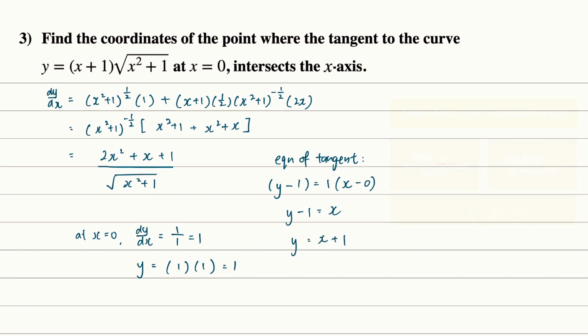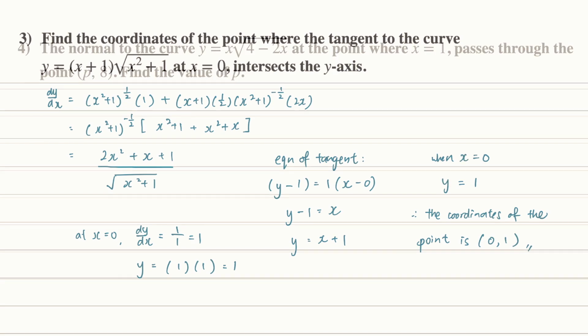Now let's take a look at the question again. It says that this tangent line cuts the x-axis. So let's try to substitute y equals to 0 into this line. The value of x will then be equals to minus 1. Thus, the coordinates of the point where the tangent line passes through the x-axis is minus 1 and 0.